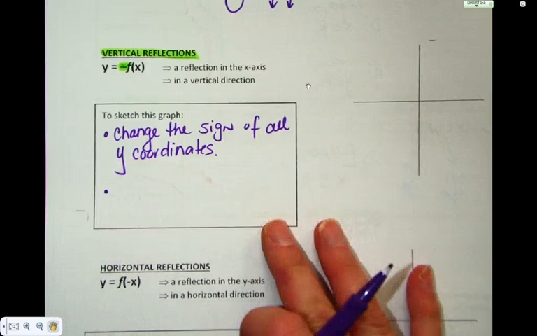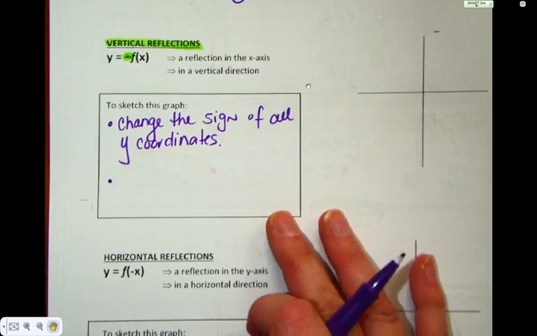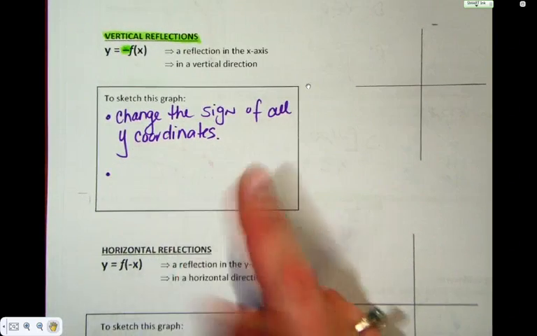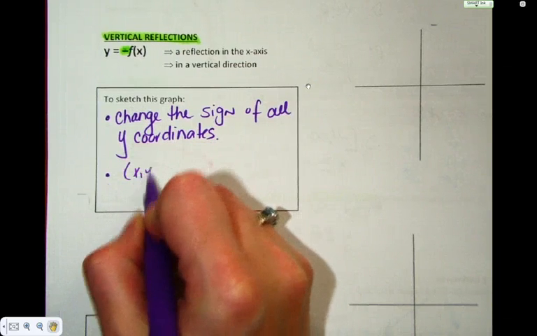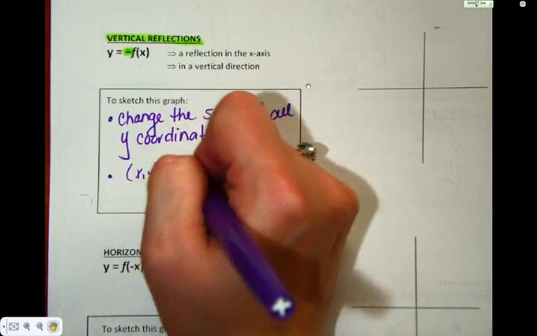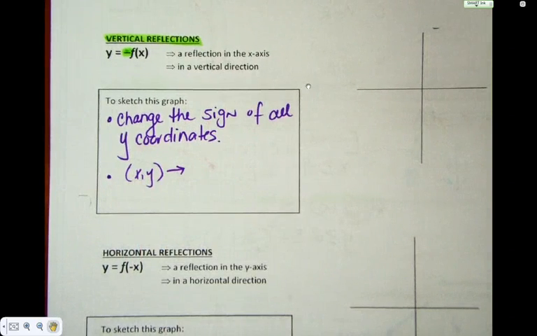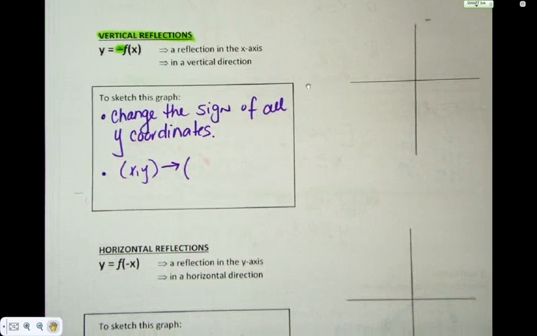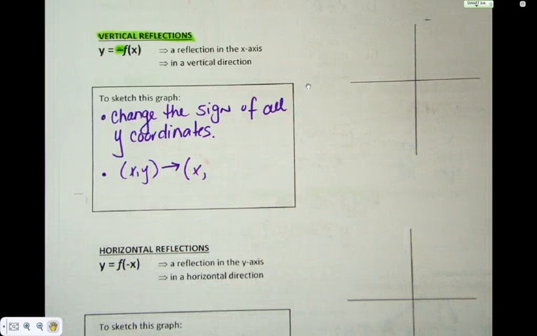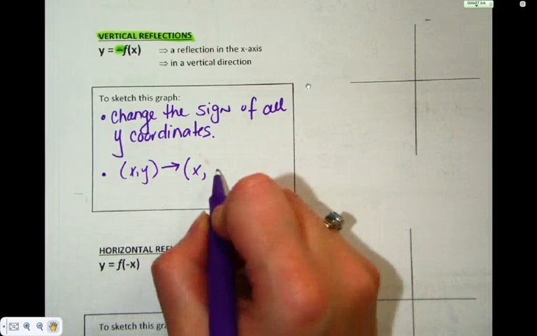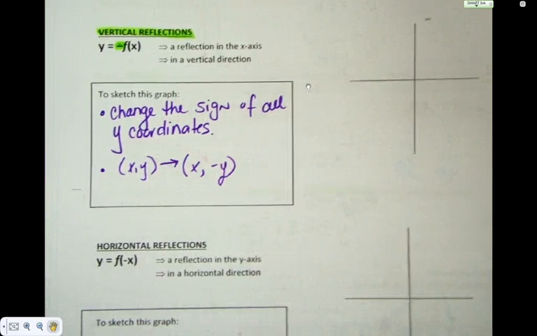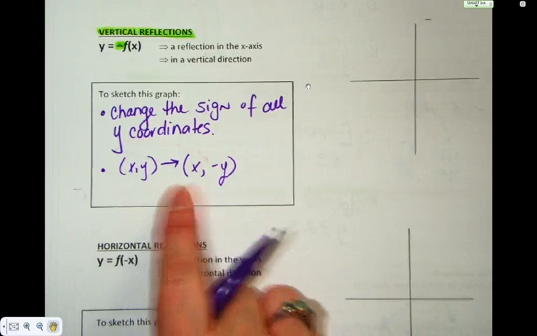I'm going to show you something called mapping, which at the beginning is going to look really weird because you haven't seen it before. All it is, is taking what I just wrote in words and putting it into math symbols. So the same thing starts with x, y, and then a single arrow, which means goes to. And then we just say what happens to the point. So x's stay the same because this is a vertical reflection. It's not going to change the x. Y goes to negative y. So that's called mapping. It's saying the exact same thing as above, just without the words. x, y goes to x, negative y.